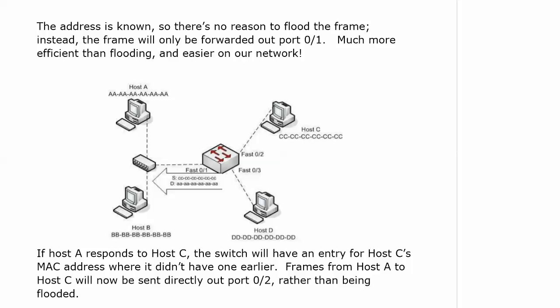Just that quickly, the switch is starting to put a MAC address table together, and just that quickly our frame forwarding has become much more efficient. Now, if host A responds to host C, the switch would have an entry for host C's MAC address table where it didn't have one earlier, and frames from host A to host C will now be sent directly out port 2 rather than being flooded.